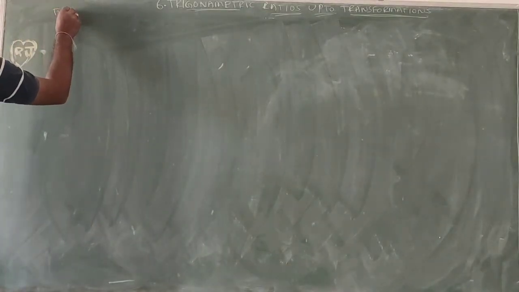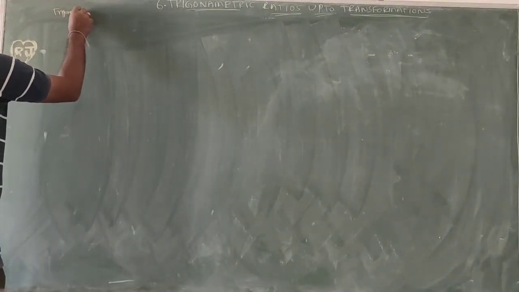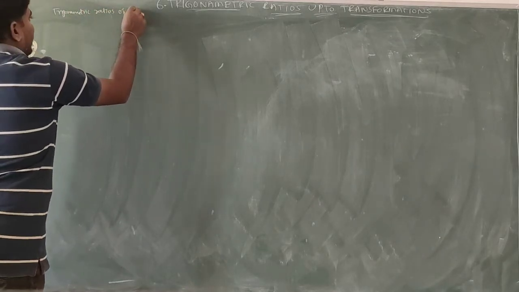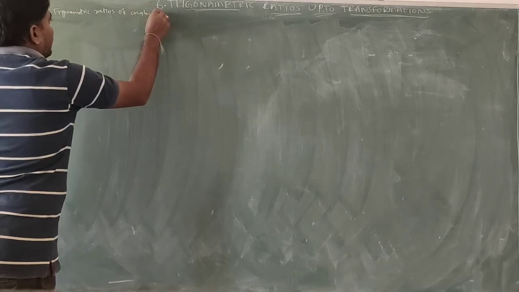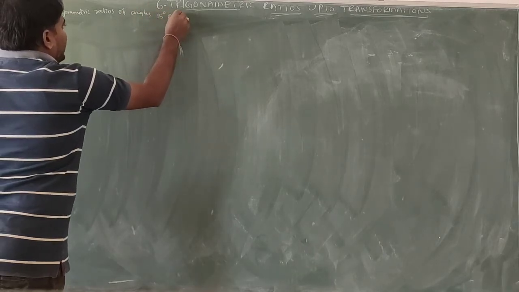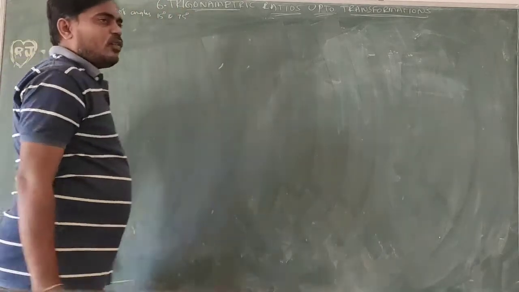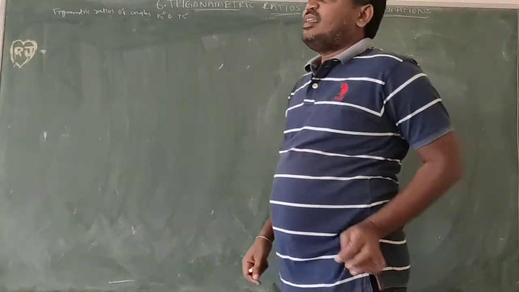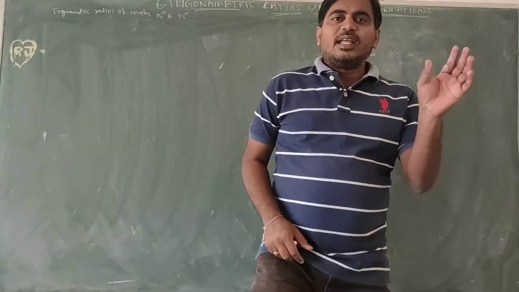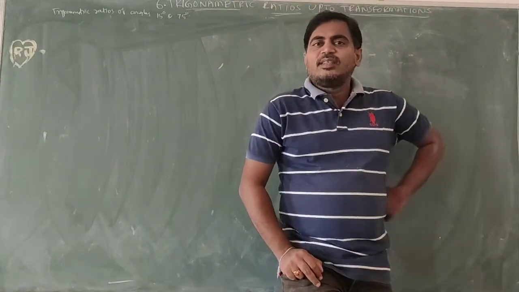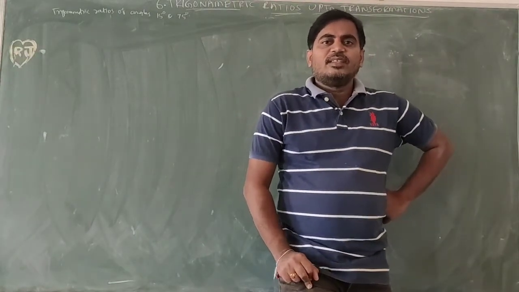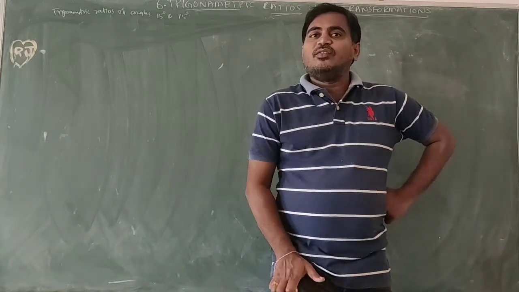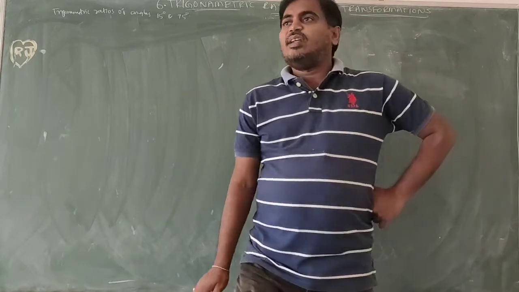Trigonometric ratios of angles 15 degrees and 75 degrees. So we need to find the trigonometric ratios for 15 degrees and 75 degrees. Already we know some particular angles: 0 degrees, 30 degrees, 45 degrees, 60 degrees, 90 degrees. Now we need to find the values for 15 degrees and 75 degrees.